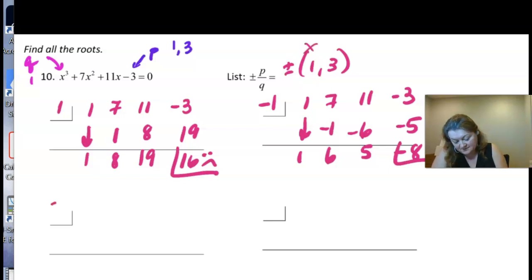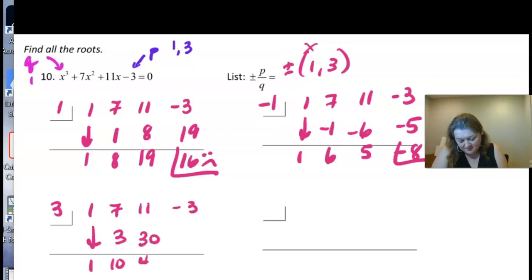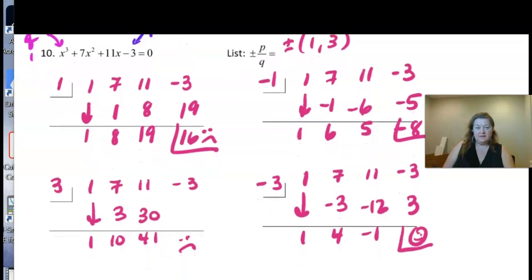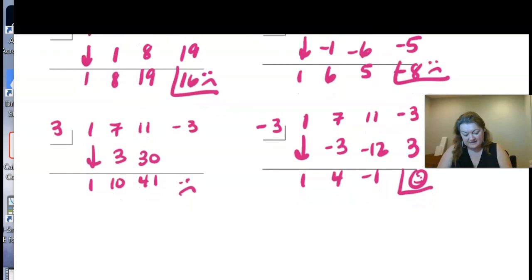Let's try some 3s. So 1, 7, 11, -3. Now I have to be careful and multiply by 3. 10, 30, 41 times, can we agree this is sad face? There is no way that that is going to make a 3. Okay, so let's try a -3. So again, a 1, a 7, an 11, a -3. This is going to be a -3, a 4, a -12, a -1, and a 3. Yay! So we have found that one of our answers is x equals -3.